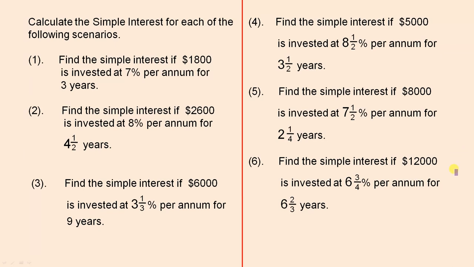And finally, find the simple interest if $12,000 is invested at 6 3/4% per annum for 6 2/3 years.